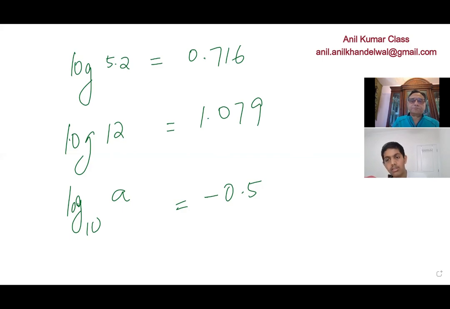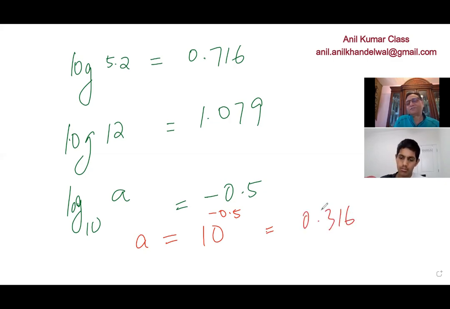0.316. So you said a is 10 to the power of minus 0.5, correct? How much did you get? 0.316. Got it? So now, if I know that log of something is some number, we can find what, right? Can you check your result?